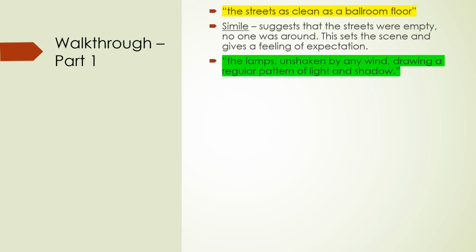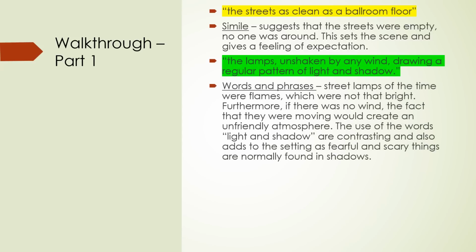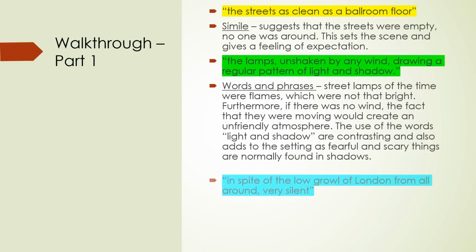The lamps, unshaken by any wind, drawing a regular pattern of light and shadow. This would be classed as words and phrases. It could be that you find another feature in there, but this is how I would see it. So street lamps of the time were flames, which were not that bright. Furthermore, if there's no wind, the fact that they were moving would create an unfriendly, almost eerie atmosphere. The use of the words light and shadow are contrasting, and also adds to the setting, as fearful and scary things are normally found in shadows.